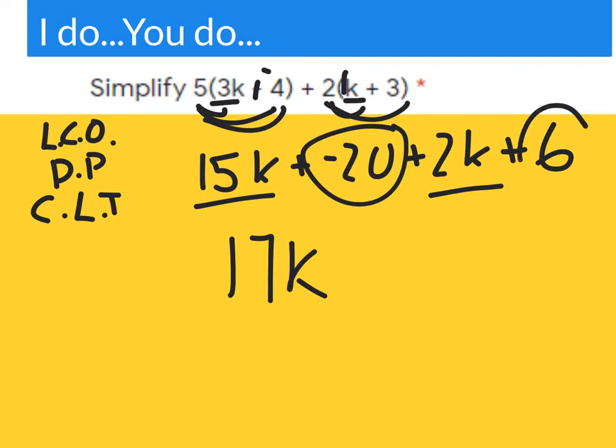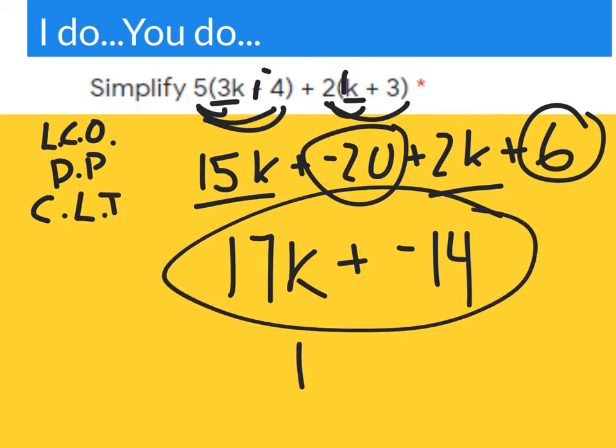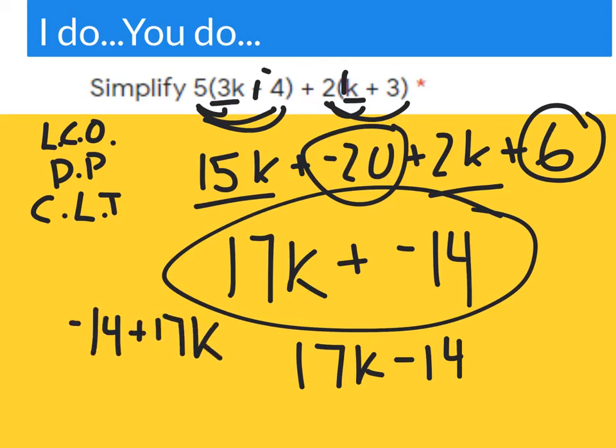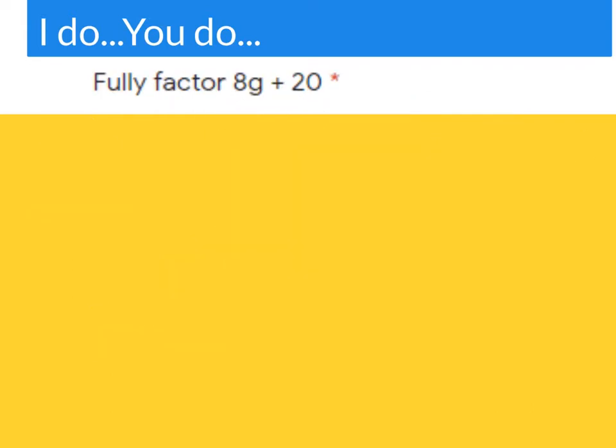And negative 20 and 6, they have different signs, so I subtract and use the sign of the larger. 17K plus negative 14 could be written as 17K minus 14. You could have done the commutative property and had negative 14 plus 17K. Those are all options.